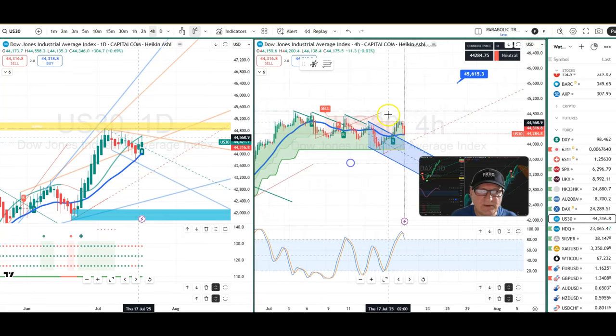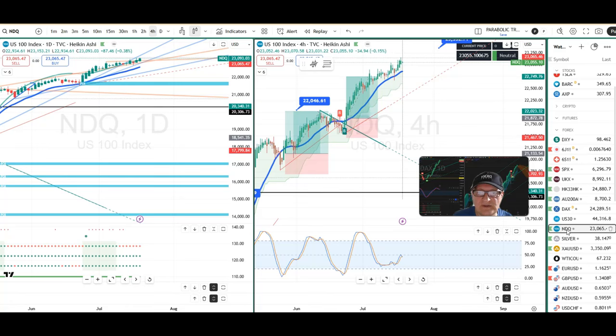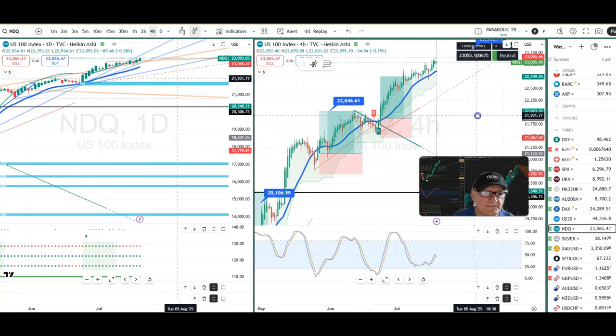So this is just showing mixed markets where the S&P, the Nasdaq, the FTSE, the DAX are all looking much, much stronger. Even the Nasdaq. Have a look at the Nasdaq. Beautiful chart.